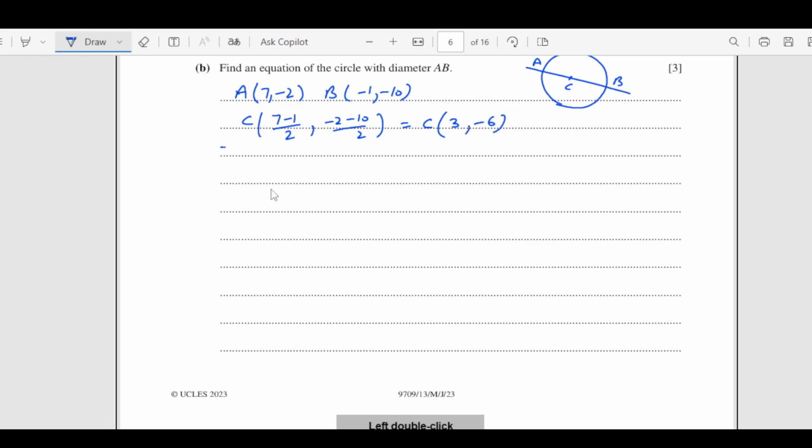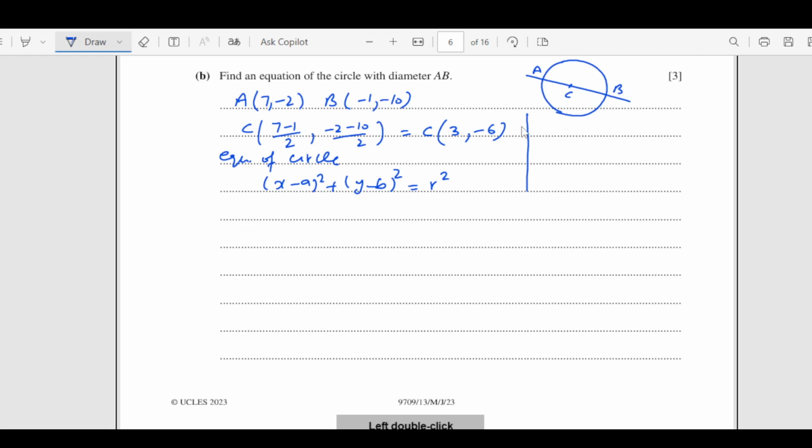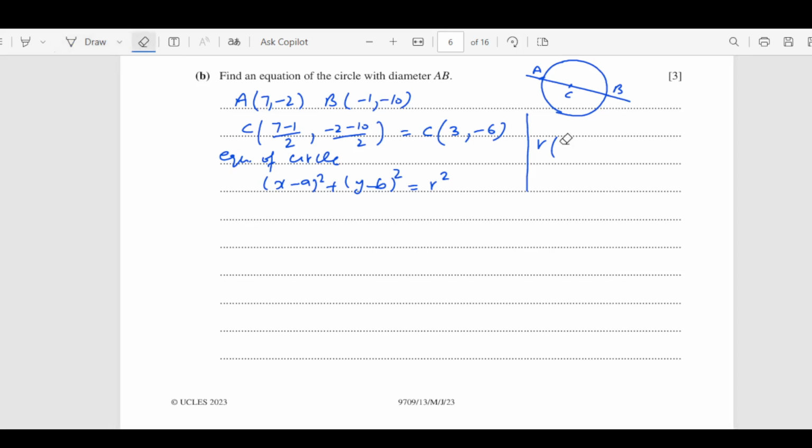So now the equation of the circle is (x - a) squared plus (y - b) squared equals r squared. So we also need r here. We can calculate r by the distance formula. The coordinates of A and B we have here. This is A, this is B. We can use the distance formula to find out the value of r.